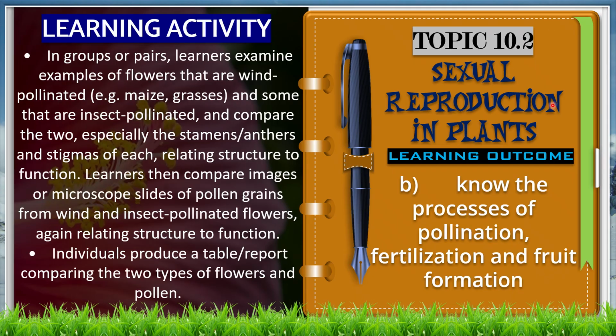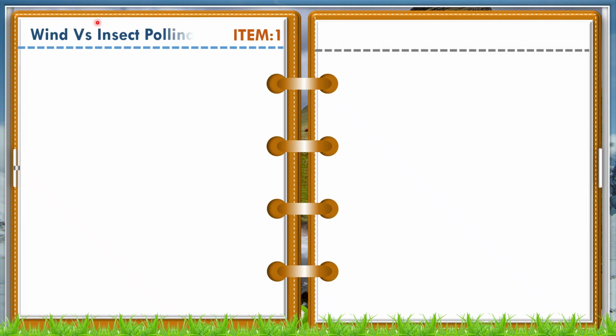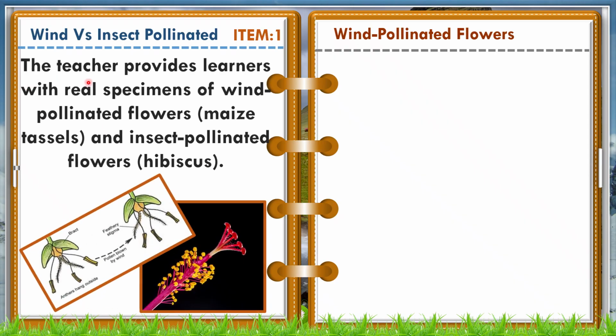Let's start. Wind versus insect pollinated flowers. Item 1. We are starting with wind pollinated flowers. A teacher provides learners with a real specimen of wind-pollinated flowers, maize tassel and grass, and insect-pollinated flowers like hibiscus.